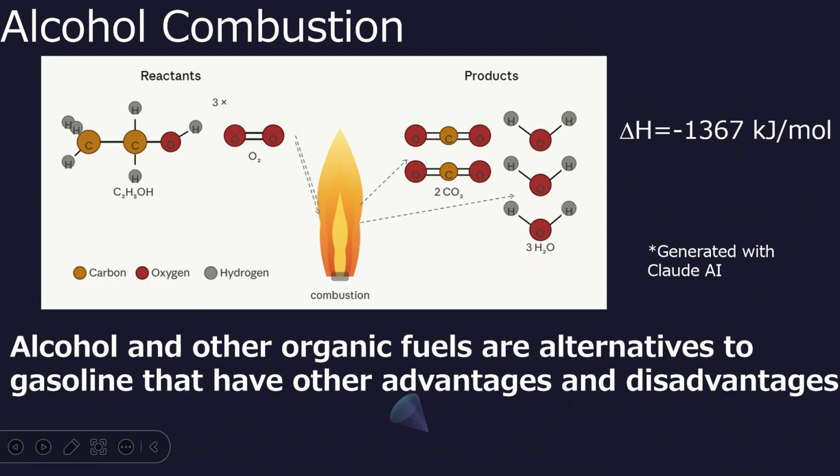So of course we can combust alcohols as well. You can combust ethanol with 3 oxygen molecules, produce 2 CO2s and 3 H2Os. But this delta H is only 1,367 kilojoule per mole. That's like about half of what something like butane we saw was. So alcohol and other organic fuels are alternatives to gasoline, and they have advantages and disadvantages. What might some advantages be?